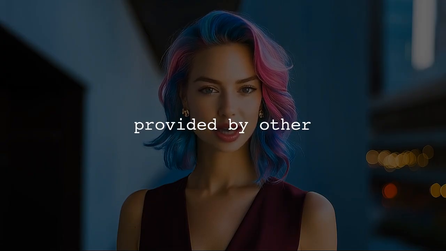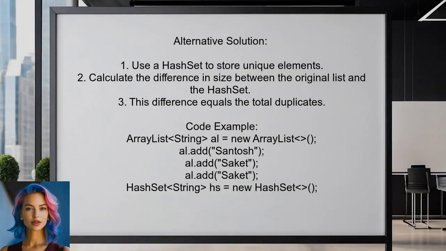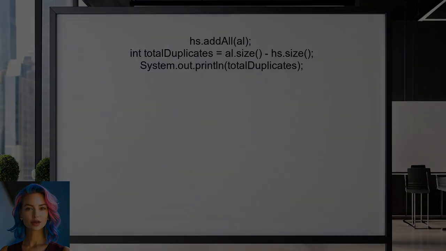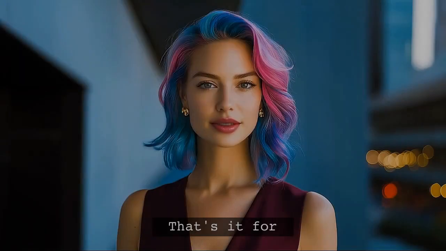Now let's look at the answers provided by other users. An alternative approach to counting duplicate elements in an array list involves using a hash set. First, you add all elements from the list into a hash set, which automatically removes duplicates. Then, you simply find the difference between the size of the original list and the hash set. This difference gives you the total number of duplicate elements. That's it for that response.